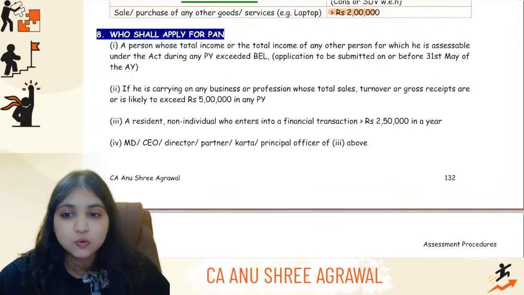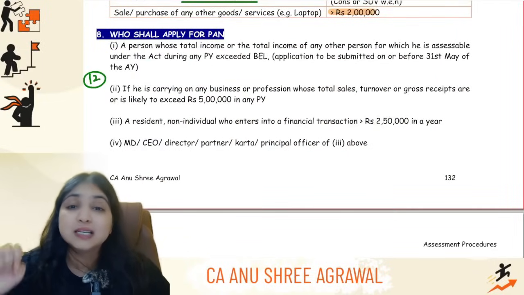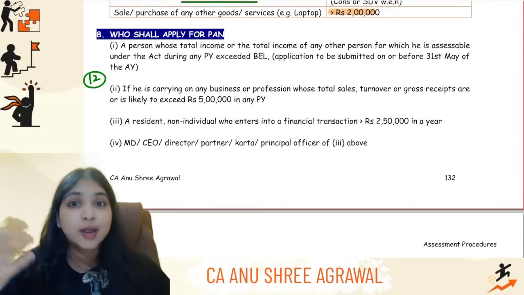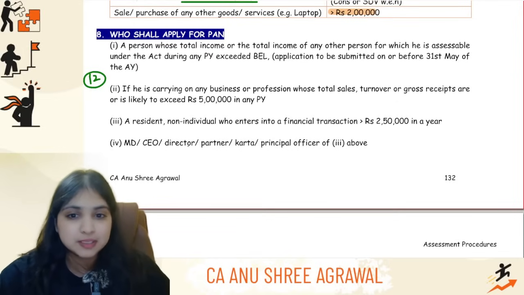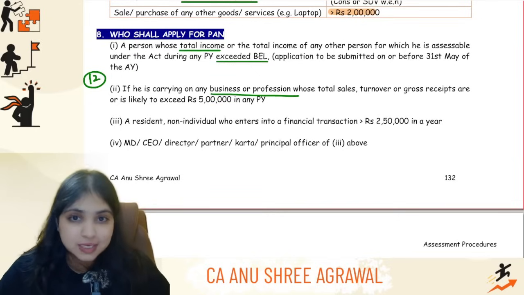Here we are seeing who has to apply for PAN. Basically, for whom it is mandatory to get the PAN number. Number one, every person whose total income is more than the basic exemption limit, that person has to get PAN. Number two, if you're carrying on a business or a profession and your turnover or gross receipts is more than 5 lakh rupees, you have to get a PAN.